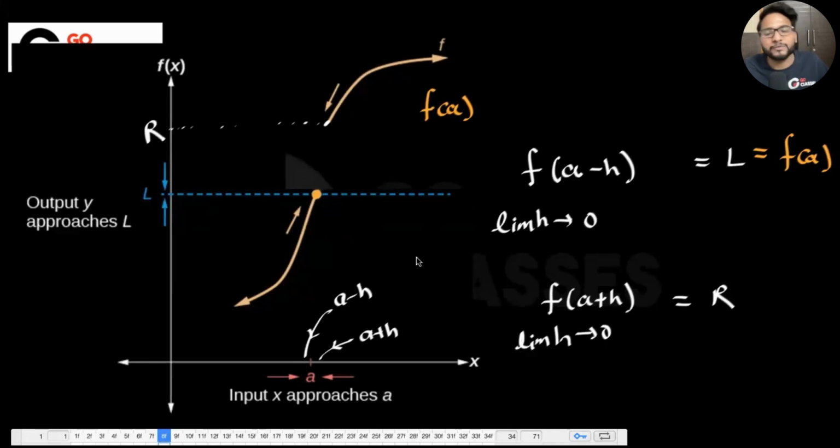Okay. Which means you come from the left, it is L. You come from the right, it is R. That's the only thing which matters. What is the value at that particular point? It does not matter. The value of f(a) does not matter for the limit. So it does not matter here.